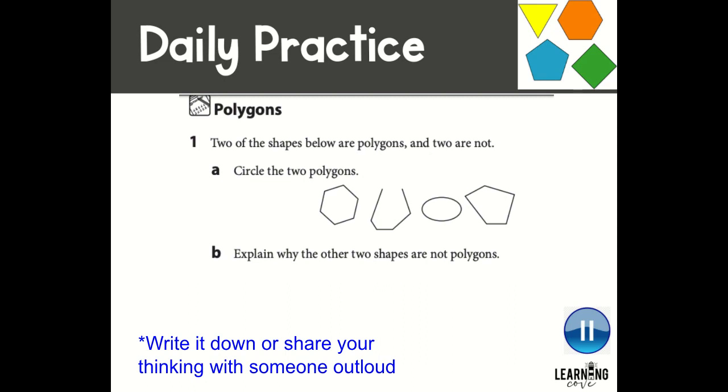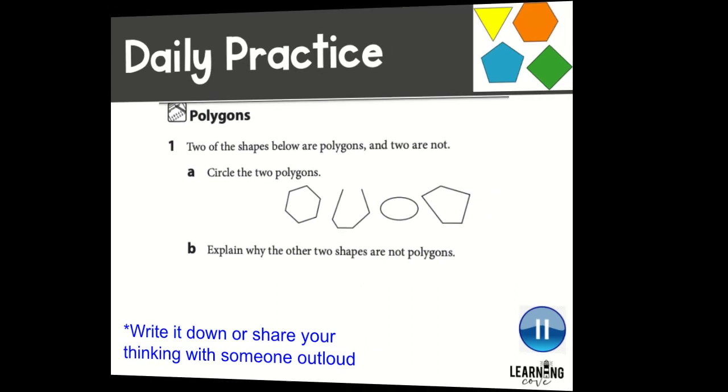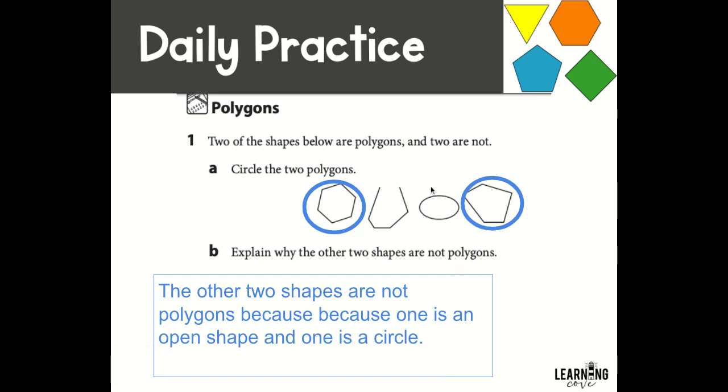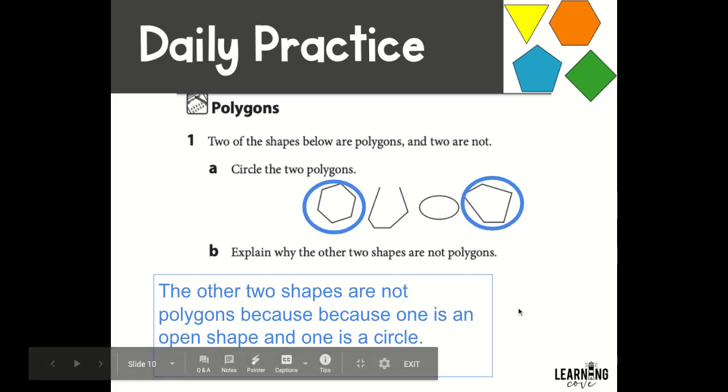All right, which 2 are the polygons? Yep, the hexagon. Yep, and the quadrilateral. Explain why the other 2 shapes are not polygons. Well, these 2 are not polygons because this one is an open shape and this one is a circle.